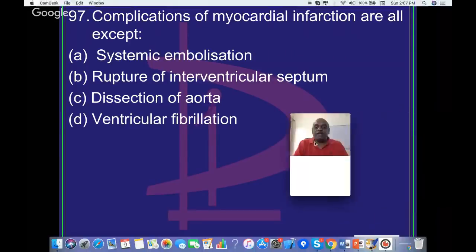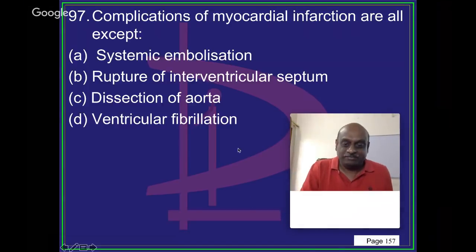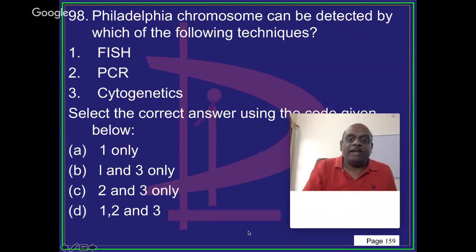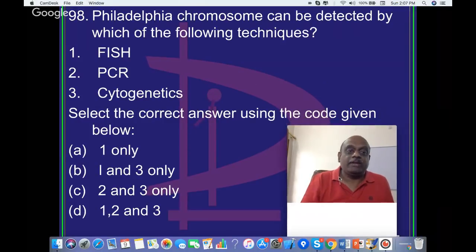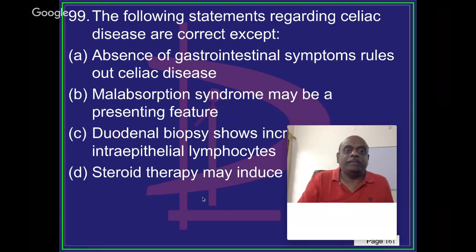Myocardial infarction, ventricular fibrillation most commonly kills the people. Rupture of interventricular septum can be a complication. Embolization systemically can happen, especially if there is any septal rupture. They're all true statements. Philadelphia chromosome, how will you detect, doctor? We do in situ hybridization very much. And PCR, cytogenetics, all of them will help you.